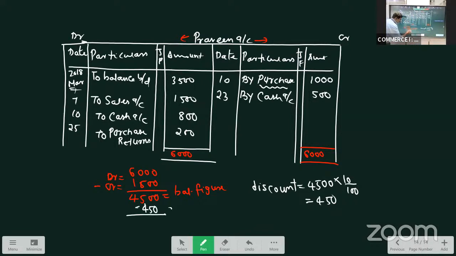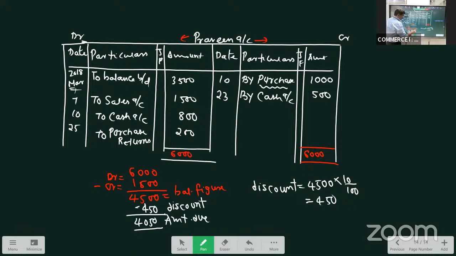450 we have to deduct. इसमें से हमको माइनस करना है. 4,500 में से हम 450 अगर माइनस करेंगे तो नेट अमाउंट ड्यू जो है वो आएगा 4,050 रुपीज.